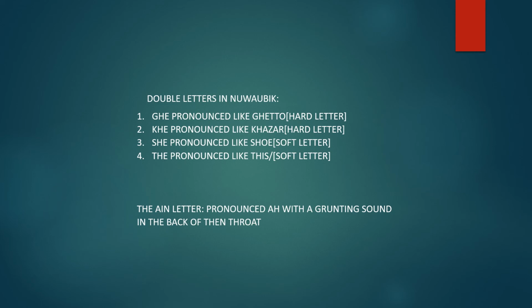So now the third double letter is the she letter. It's pronounced like shoe, sh, right? And this is a soft letter, so whenever the vowel A comes after the sh, it would be pronounced sha.